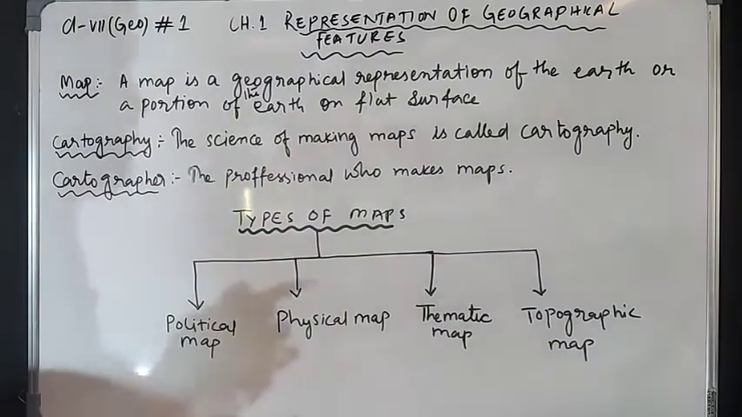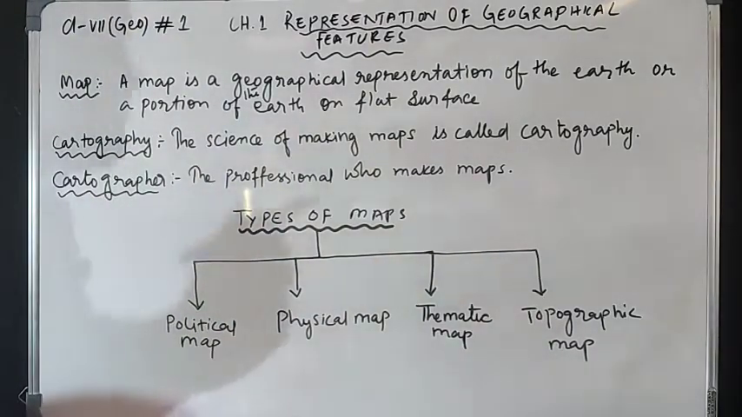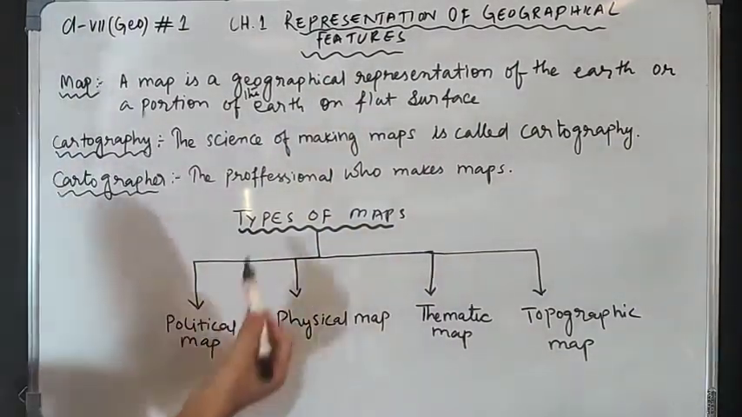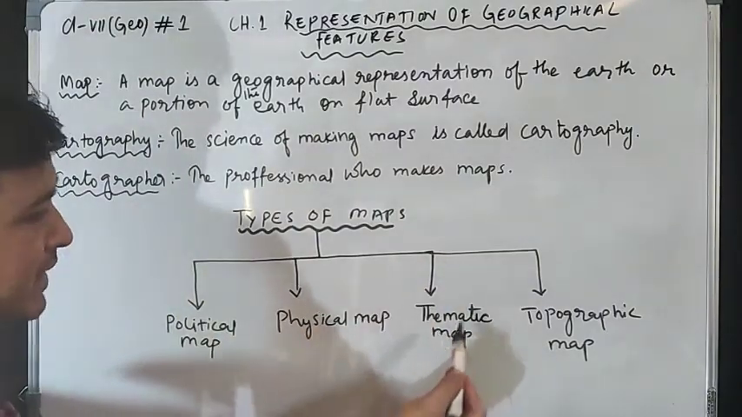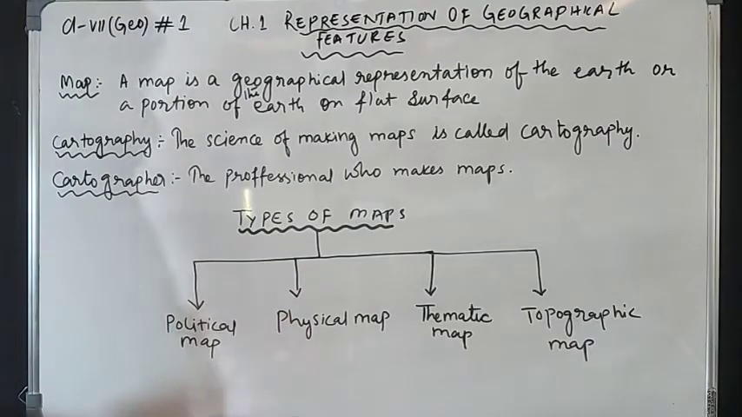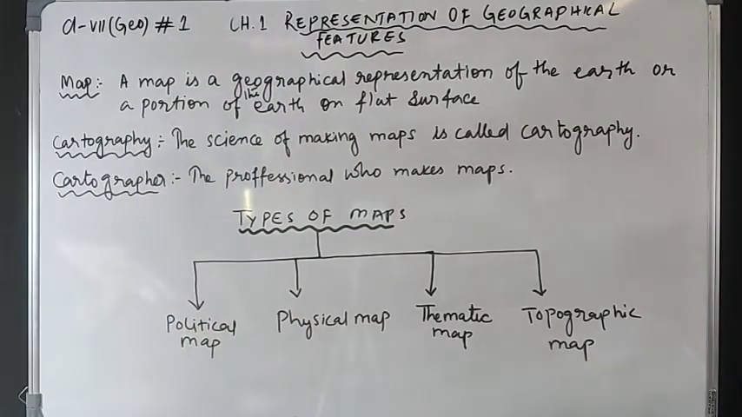Now let us see the types of maps. How many types of maps do we have? First we have the political map, physical map, thematic map, and topographic map. Besides this, we have one more map, the cadastral map, but that we will learn later. Broadly, we have 4 types of maps. First, the political map.